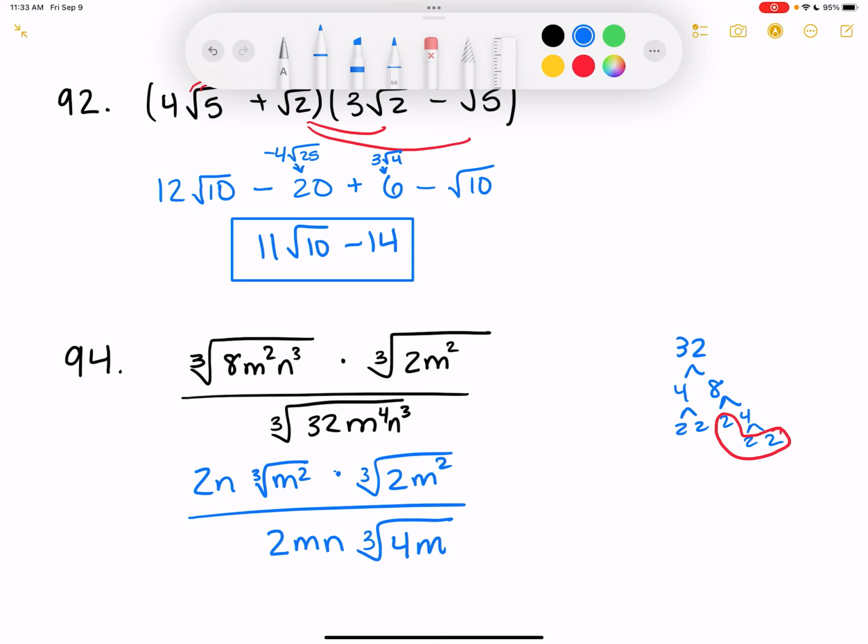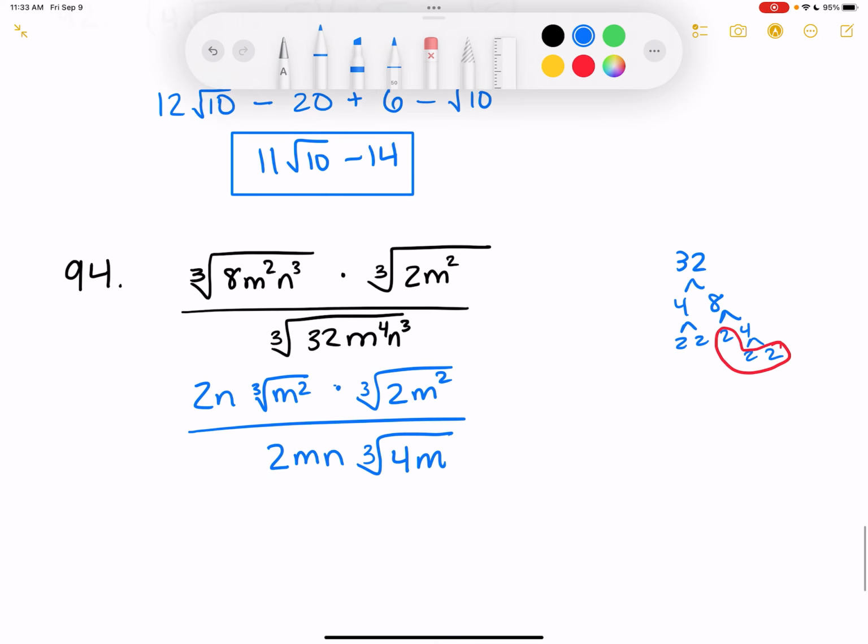So can't you combine these? Yeah. So just 3m squared. So 2n cube root of... Just ignore the cube root, multiply the stuff that's inside of them. So 2 and 4? 2 and 4. So 2n times the cube root of 2m to the 4th over 2m times the cube root of 4m.